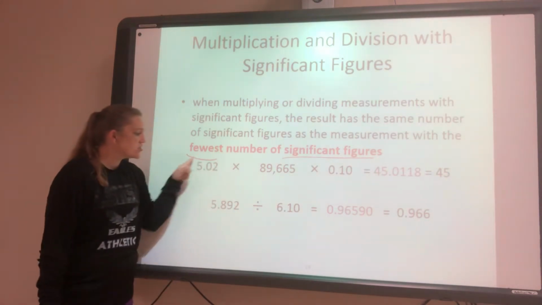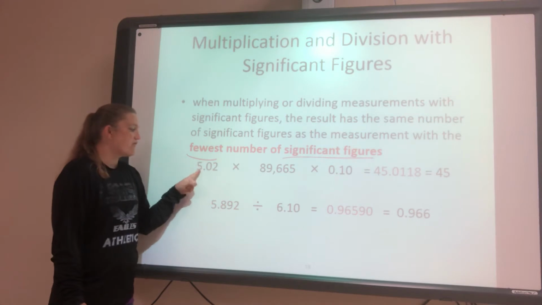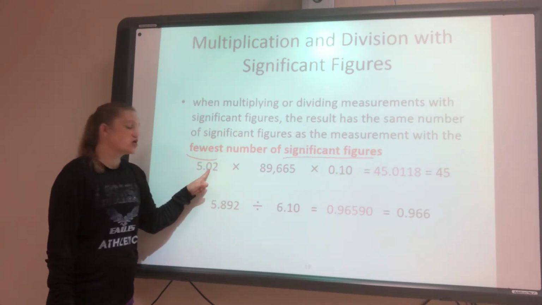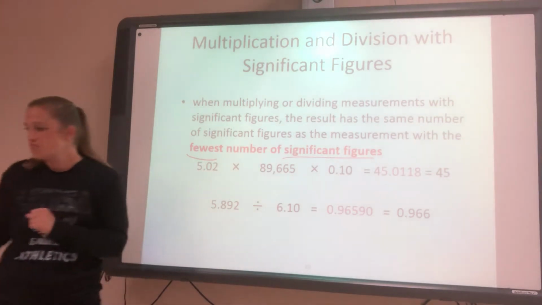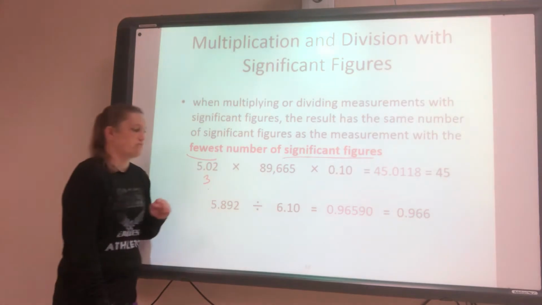So we look at our first number and we have to say, well, how many significant figures does this have? Remember, the 5 and the 2 count. They're non-zero. The 0 is an interior zero, so it counts. So this has 3. What I like to do is write it underneath. Okay, that has 3 sig figs.